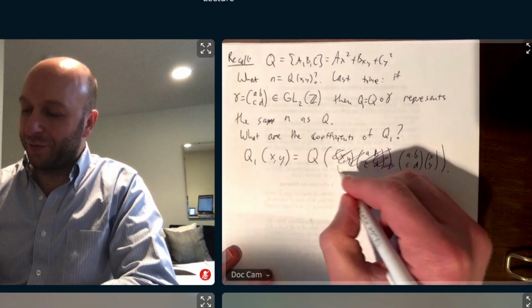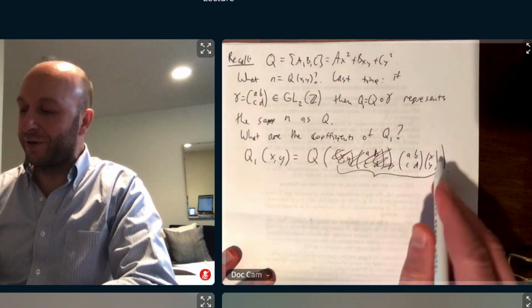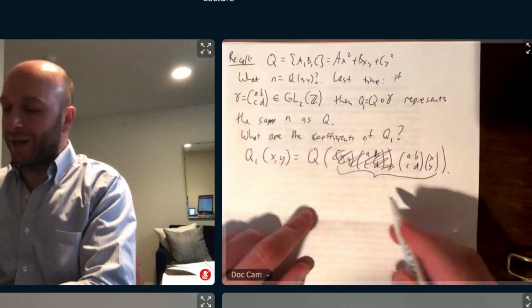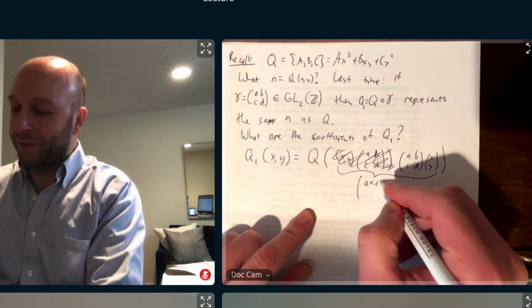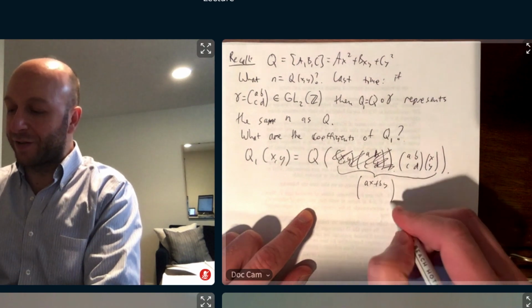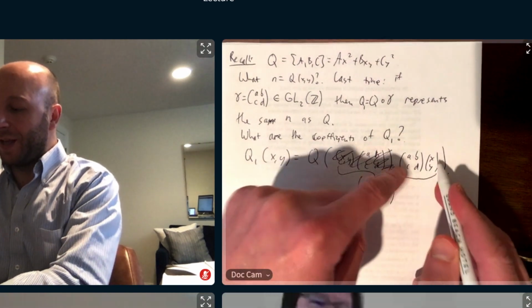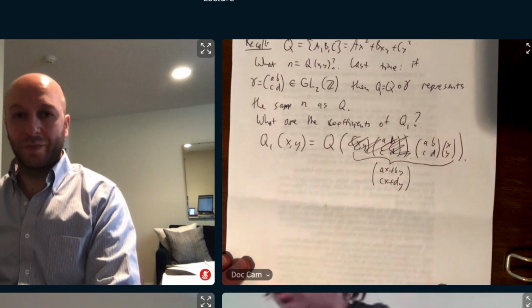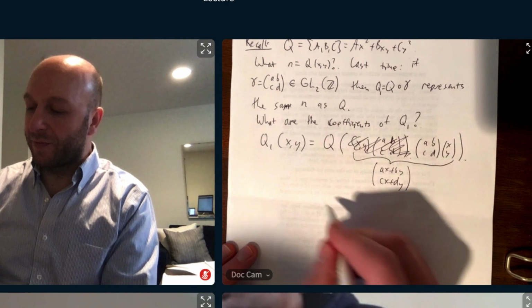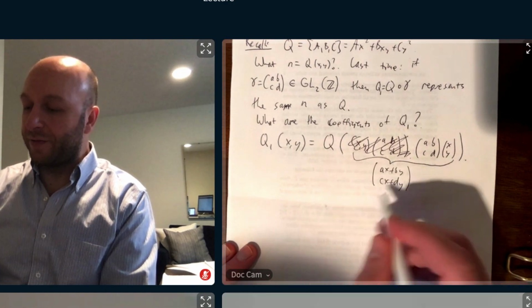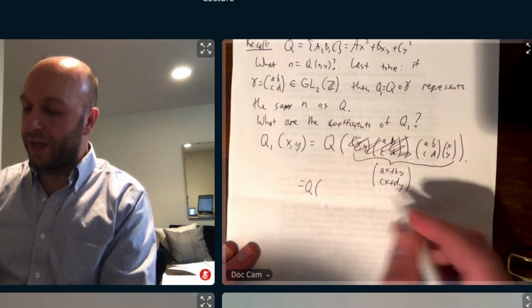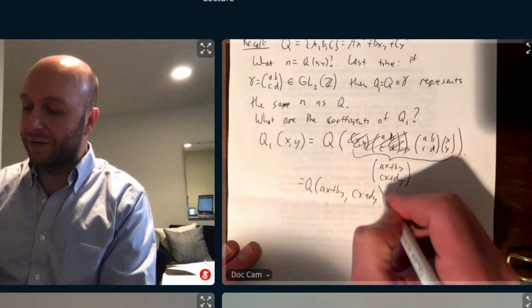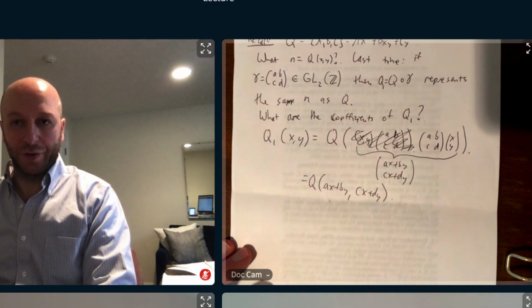So this is the calculation. Let's do the beginning of it together, and then I'll ask you to do it on your own. So how do I matrix multiply, right? a times x plus b times y. This is ax plus by, the new x variable, and cx plus dy is the new y variable. In other words, this is Q of ax plus by, comma, cx plus dy. So far so good?